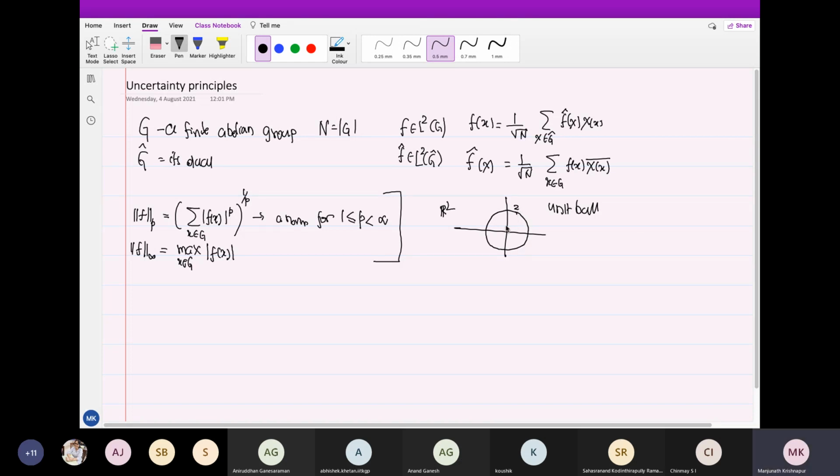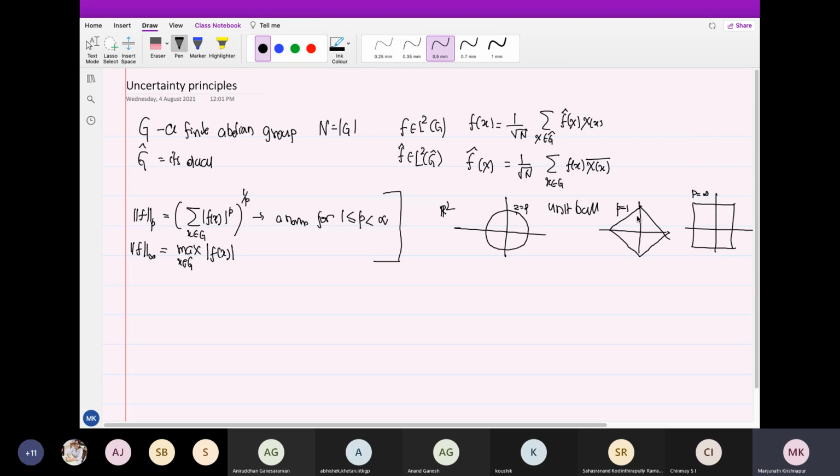This is the unit ball in the 2 norm, but the unit ball in the 1 norm is where there are two coordinates x, y, and mod x plus mod y is less than or equal to 1. So this is p equal to 2, this is p equal to 1, and p equal to infinity is the other important case. When p is infinity, you want the maximum of mod x and mod y to be less than or equal to 1.